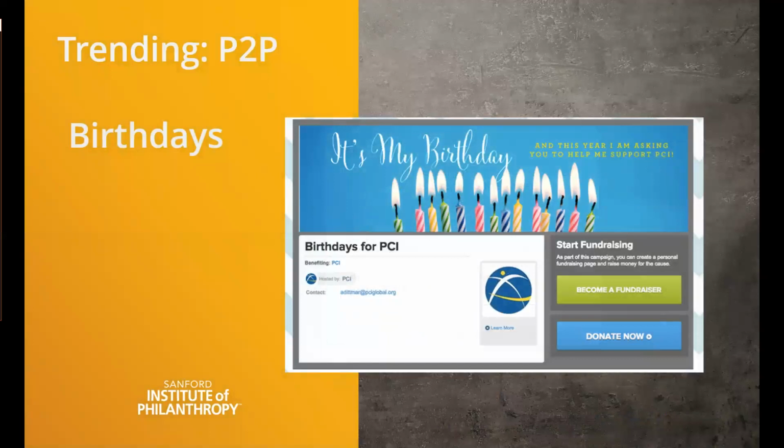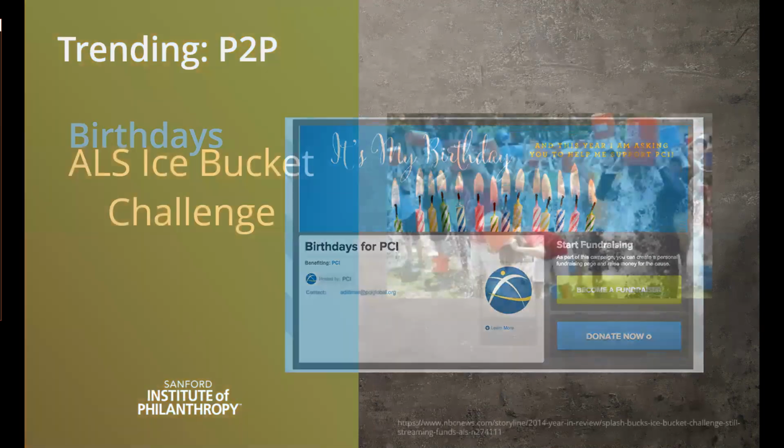Another trend that I think we've all seen again on Facebook is the birthday campaigns. And this is peer-to-peer. So I have a birthday coming up. I want to solicit my friends to donate to this cause. I don't want gifts. I don't want people to buy me bottles of wine. I want to support this cause that's important to me. And it really lends to growing your fundraising efforts and building awareness of your cause.